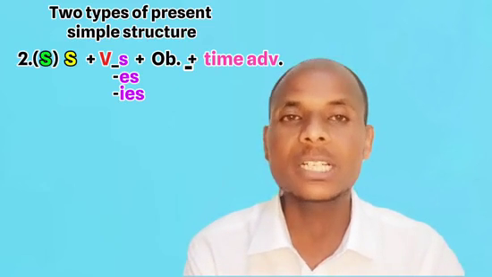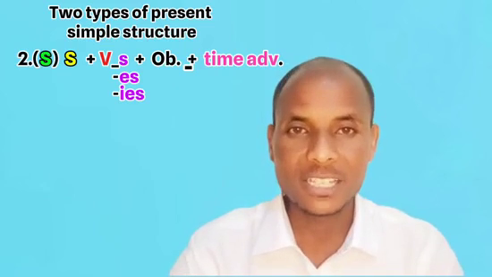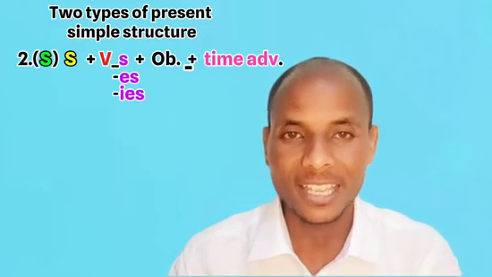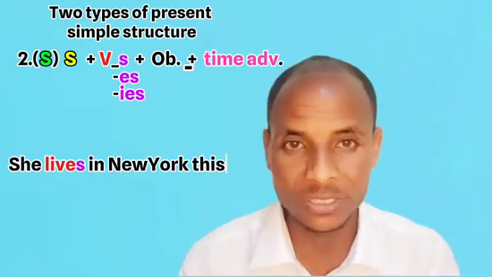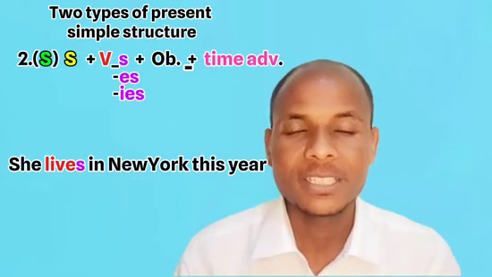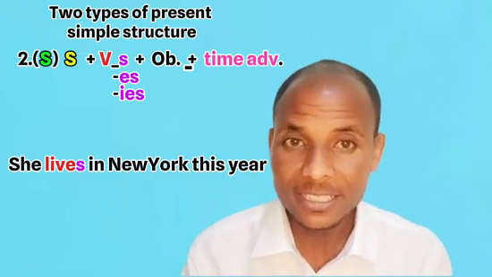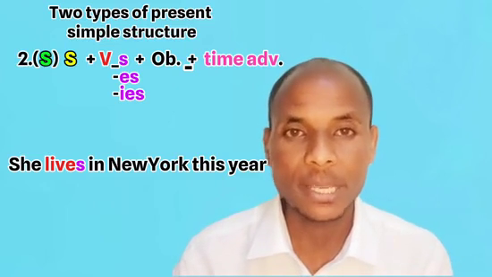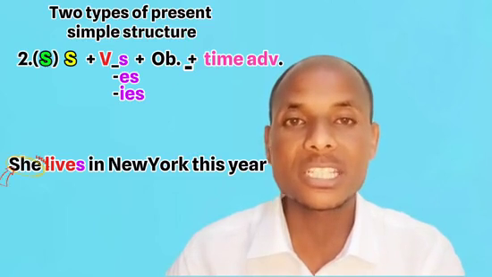If the subject of the sentence is singular or one in number, don't forget to add s, es, or ies to the base verb accordingly. For example, she lives in New York this year. In this sentence, we add s to the verb live because the subject of the sentence is third person singular.